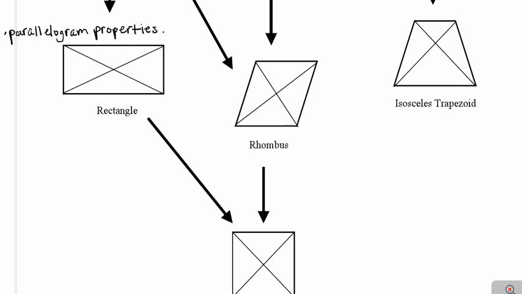So I'm going to label my diagram with some of those tick marks. We know from the parallelogram that both pairs of opposite sides are parallel, so I'm going to put those parallel tick marks. We know that opposite sides are also congruent in a parallelogram, so I'm going to put the congruent tick marks on my opposite sides.